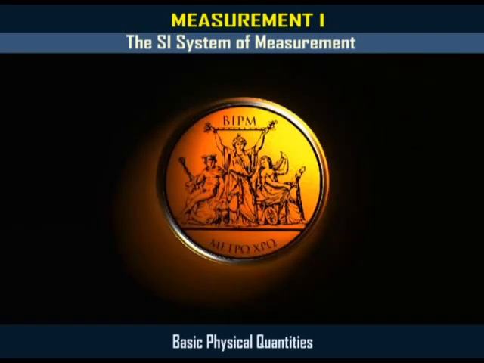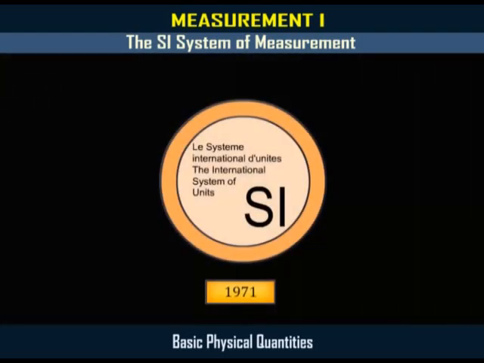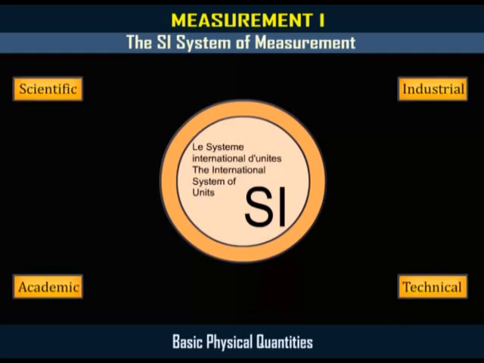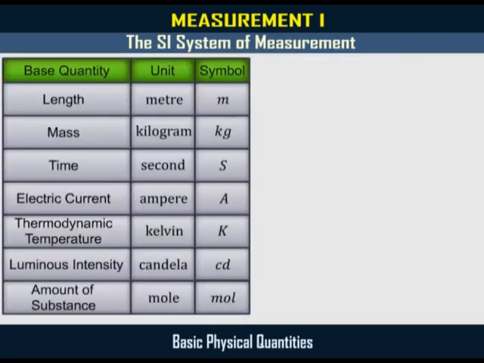In 1971, a General Conference on Weights and Measures recommended a set of standard units of measurement with their symbols and abbreviations. This system is known as Système International d'Unités, French for International System of Units, abbreviated as SI. The SI system is currently used globally for all scientific, academic, technical, and industrial purposes. The SI system has 7 basic physical quantities, their units of measurement, and the symbols.